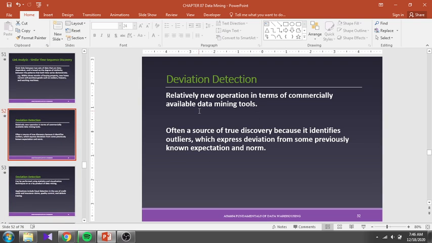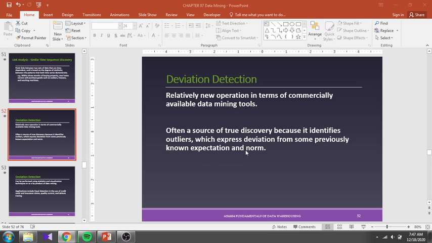We have deviation detection, a relatively new operation in terms of commercially available data mining tools. Often a source of true discovery because it identifies outliers which express deviation from some previously known expectation and norms. This one I can say is another data mining model, deviation detection. Often a source of true discovery because it identifies outliers which express deviation from previously known expectation and norms.